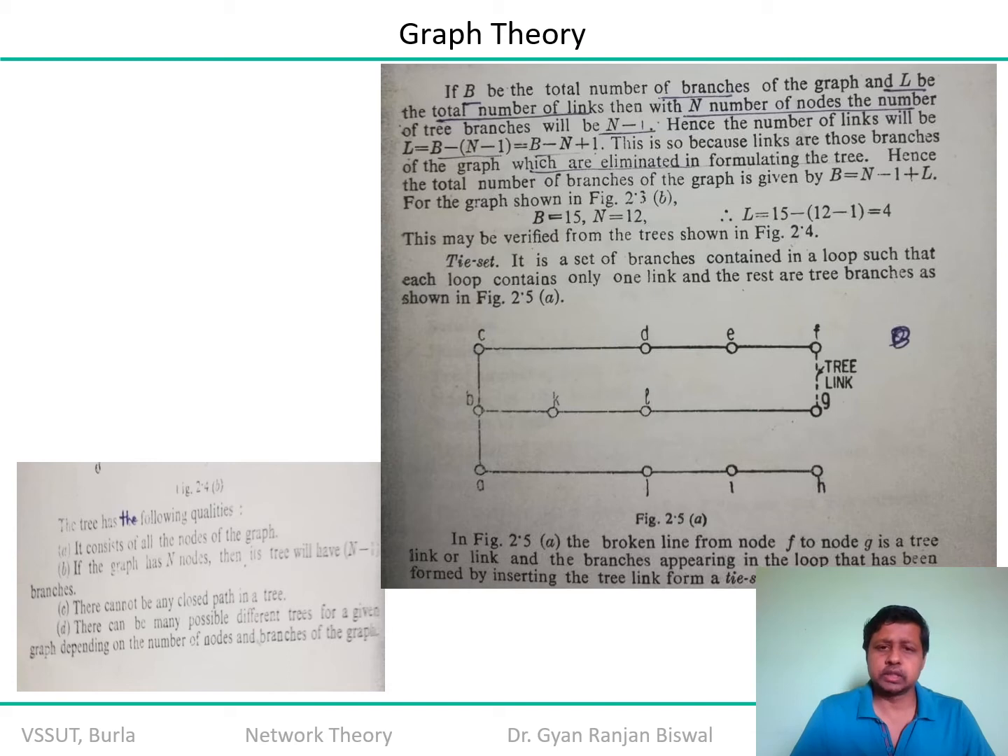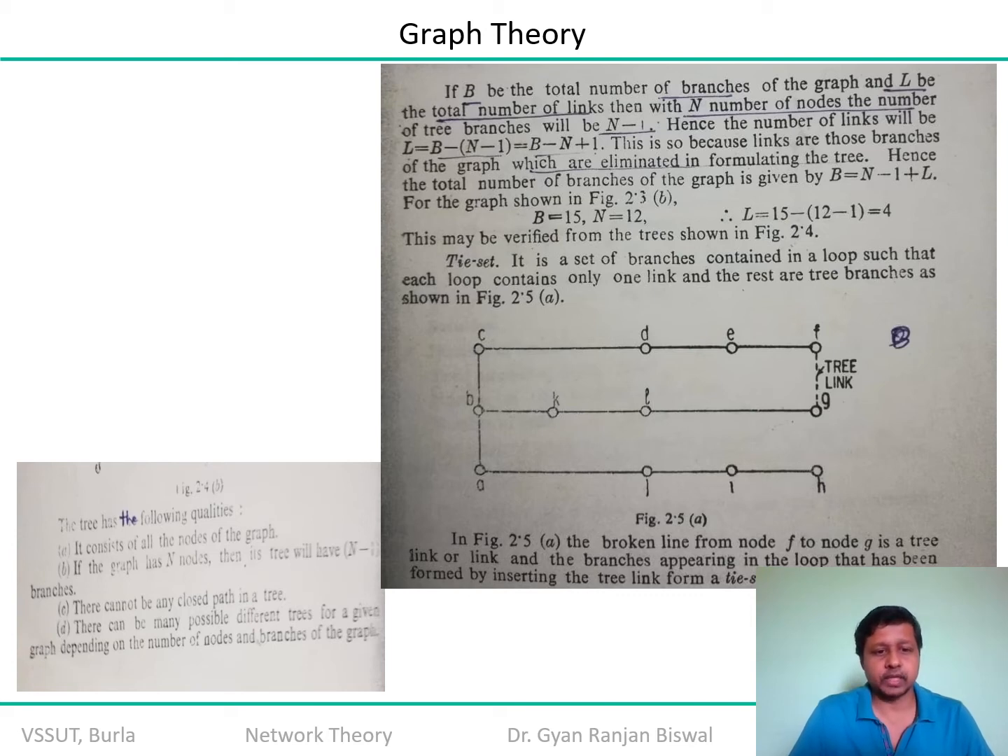So it is basically the conclusion of the previous slides. As you can see, the tree has the following qualities. It consists of all the nodes of a graph, as we discussed. If the graph consists of n nodes, then the tree will consist of n minus 1 branches to establish an open path. A tree cannot have a complete path, whereas a graph is a combination of closed paths of the branches of a given network. So there cannot be any closed path as far as a tree is concerned.